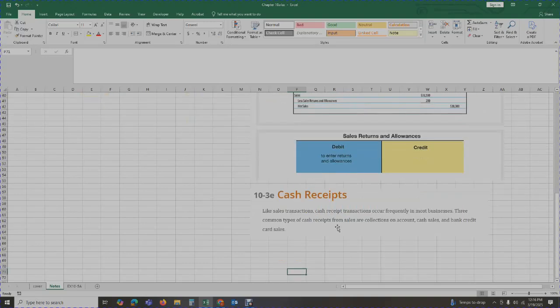We also have in the problem cash receipts. Like sales transactions, cash receipt transactions occur frequently in most businesses. There are three types of cash receipts. This is when we get paid. These are from the collection of something that's been purchased on account, cash sales, or bank credit card sales. And we're going to be talking about those as well.